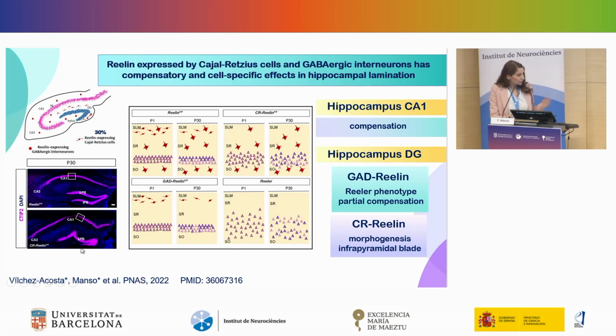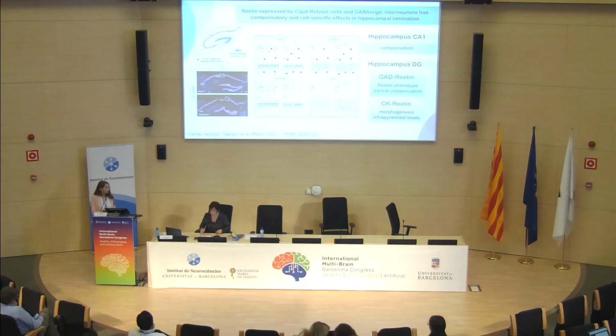But as I was telling you, what we see, as you see here, is that the infrapyramidal blade of the dentate gyrus fails to form in the absence of Reelin from Cajal-Retzius cells. So it's a specific feature of the Reelin expressed by Cajal-Retzius cells that GABAergic interneurons are not able to compensate in this case. And I think it's a matter of where they are located, probably.